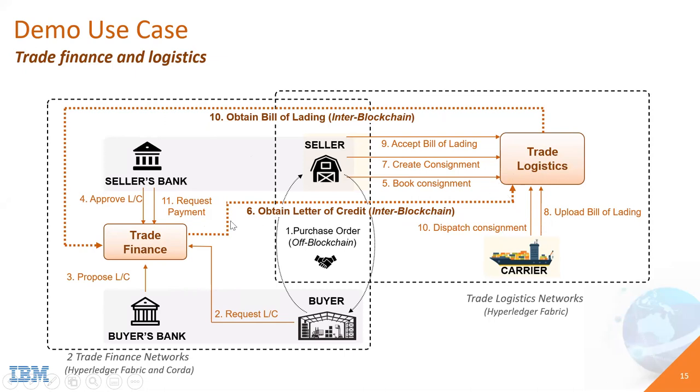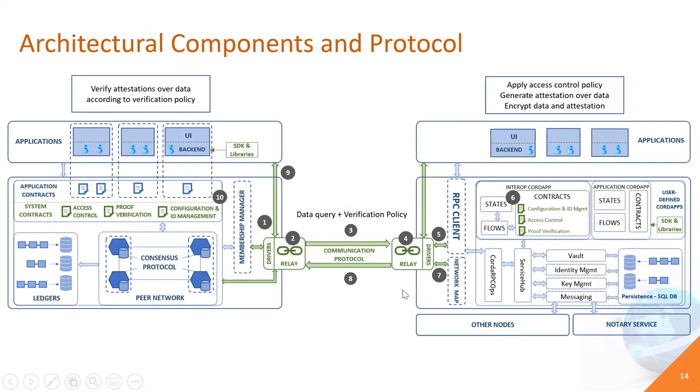Now, we can identify two points of interoperation here. One is that the shipper is not willing to dispatch goods without knowledge of a letter of credit. So the logistics network can, via an interoperation channel, obtain a letter of credit that was created in the Trade Finance Network. And finally, towards the end, when a bill of lading is created in the logistics network, the Trade Finance Network, in order to enforce a payment obligation, can fetch the bill of lading from the logistics network. So this can be done via the protocol that we described.